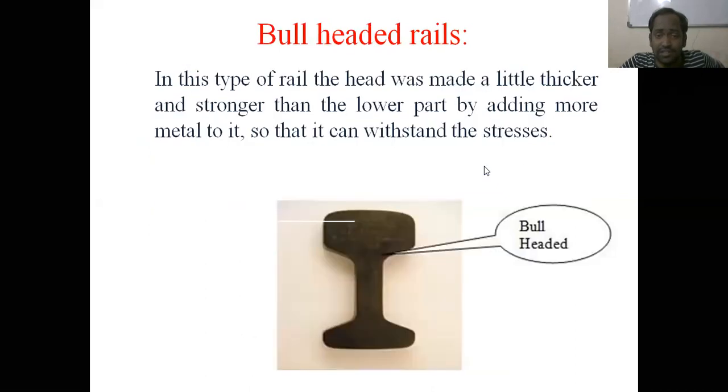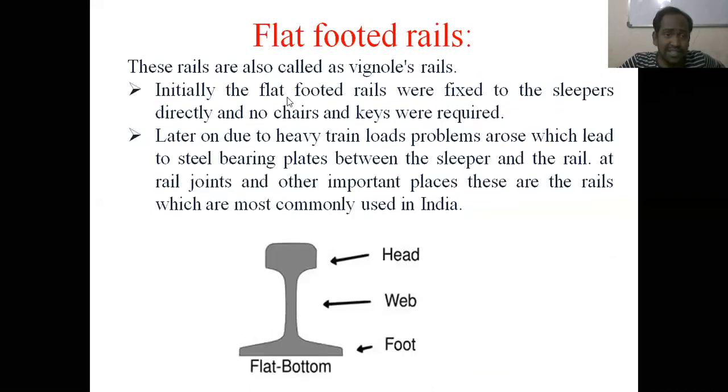You can see next one is the flat-footed rails. So these rails are also called as Vignol's rails. Initially, the flat-footed rails were fixed to the sleepers directly and no chairs and keys were required. Later on, due to heavy loads of trains, many problems were raised. So after that, its shape has been converted like this. It means here the thickness of the head is somewhat higher than the thickness of the foot, but the width of the foot is somewhat larger than the width of the head. So that's why these are called as flat-footed rails.